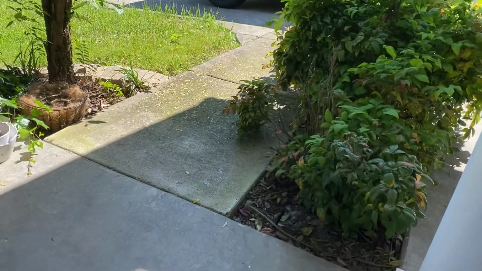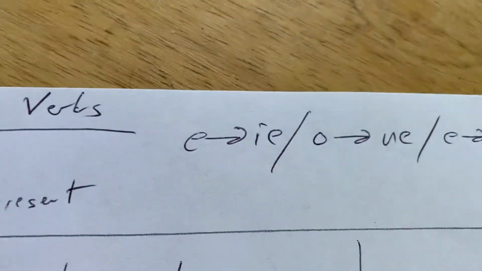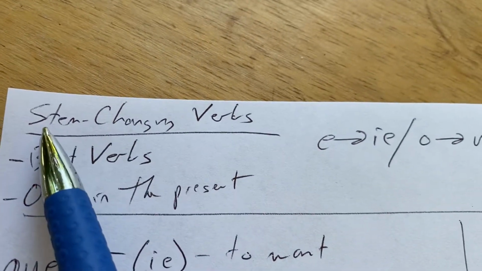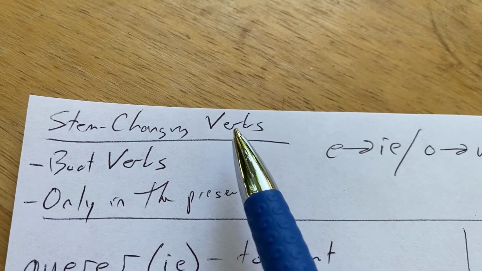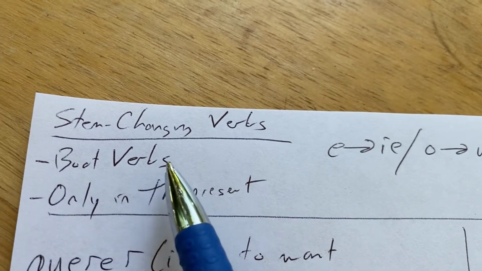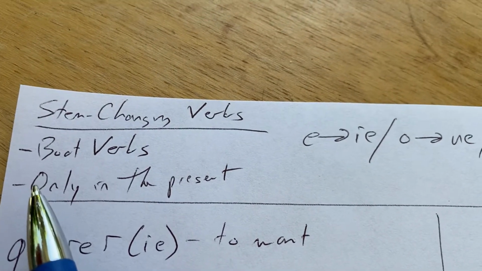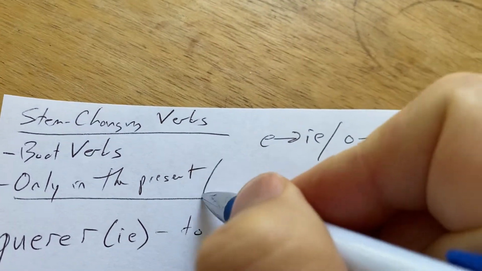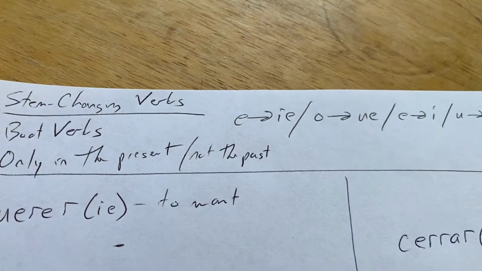Let's come down to what we're going to talk about today, and this is a preview of what we're going to be doing next week. So today's topic is called stem changing verbs. Now, I'm going to show you in a minute why they're called boot verbs. That's their nickname. And I'm going to tell you right now, stem changing verbs, this is something that only happens in the present tense. So I'm going to write this down right here, not the past, which is something that you just had this week.